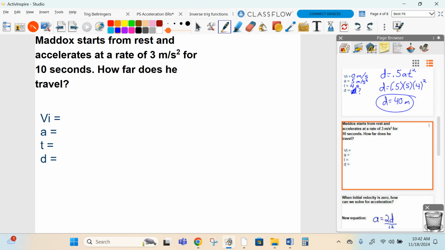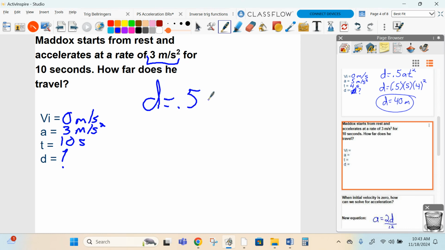Next example, a car starts from rest, vi is 0 meters per second, accelerates at a rate of 3 meters per second squared. Meters per second squared is an acceleration. Only thing we measure meters per second squared in is acceleration. 10 seconds is our time. How far does he travel? Want me to solve for d again. I'm going to write down my equation, 0.5 at squared. I'm going to plug in my numbers.